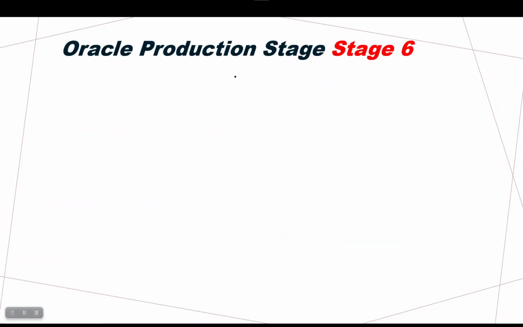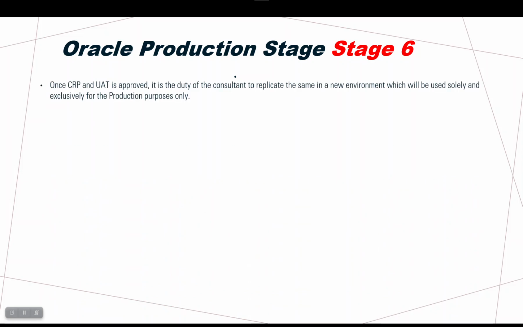Next stage is goodbye stage. Once CRB and UAT are approved and accepted by the client, it is the duty of the consultant to replicate the same in a new environment. A new environment here means the production environment, the prod instance, which will be used solely and exclusively for production purposes only. In this stage, you as a consultant will feel relaxed because you got final approval for CRB, UAT, everything. Whatever you did in this instance, you will replicate the same in the prod environment or prod instance.